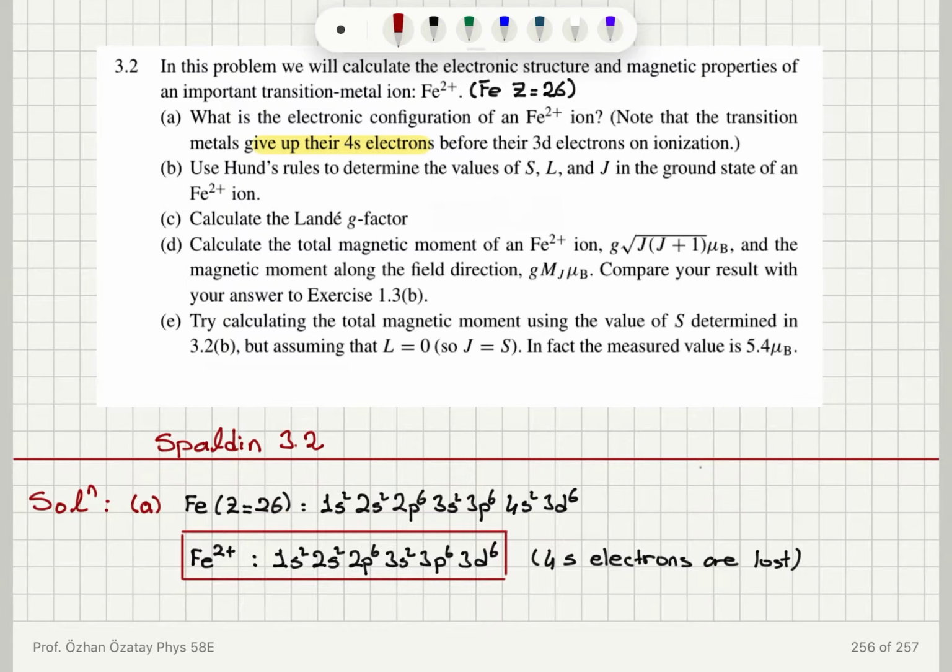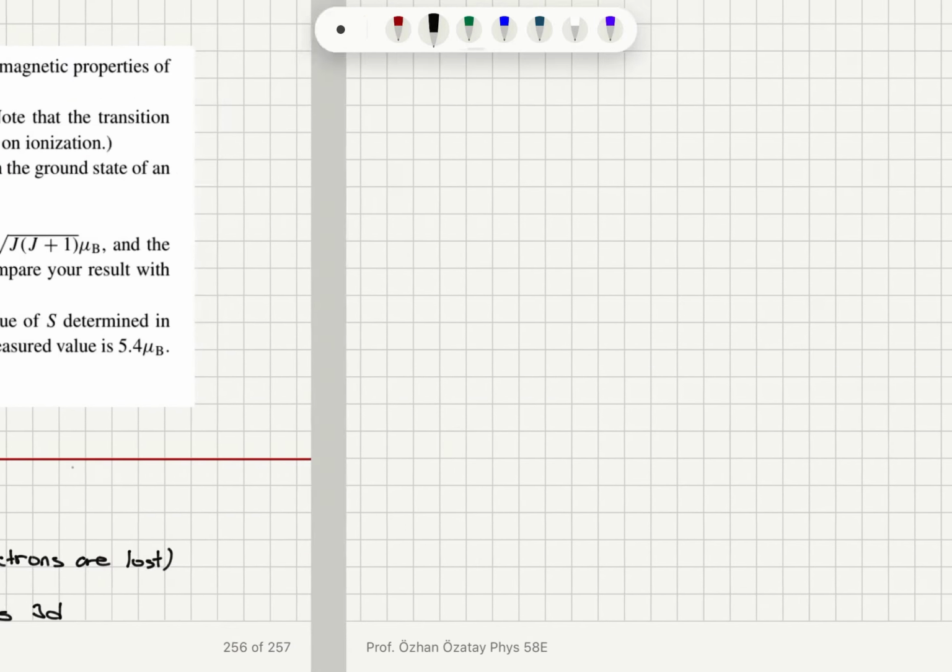Let's move on to part B. Use Hund's rules to determine the values of total spin, total orbital angular momentum, and total angular momentum quantum numbers in the ground state of an iron 2+ ion. Okay, so the outermost partially filled orbital is 3d. So we're going to work on this orbital.